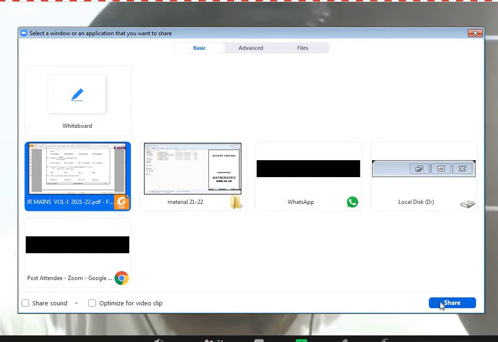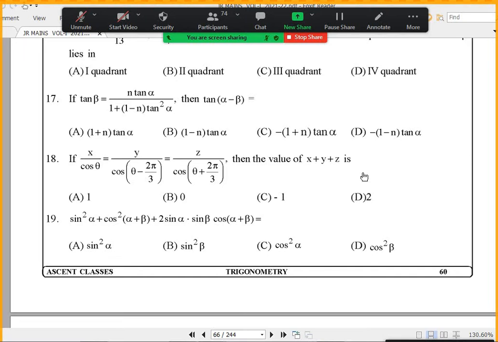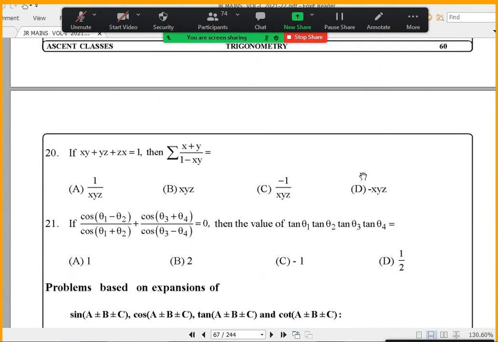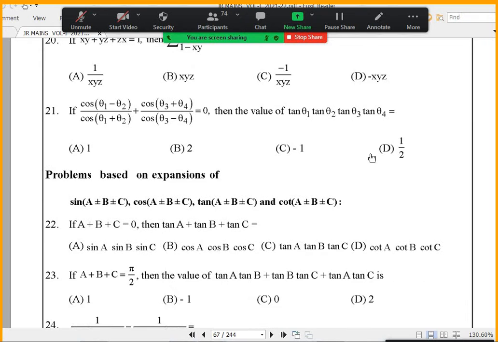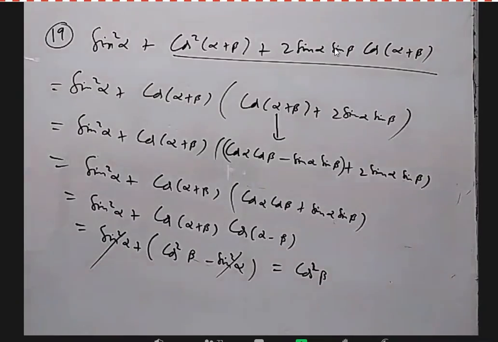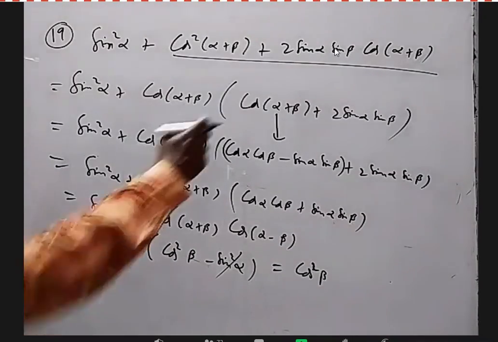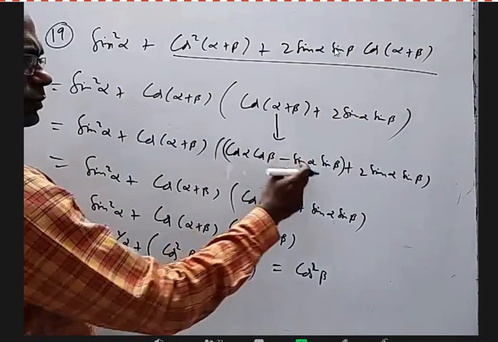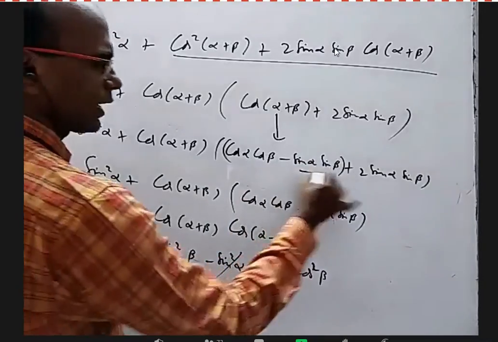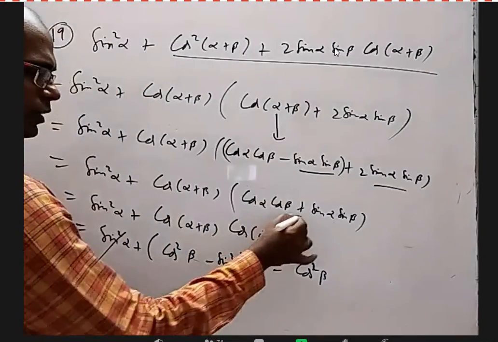Sir, can you explain how did you get cos alpha plus beta into cos alpha? So that is a formula, sir. Last step. Just a minute. See, from here to here, I use this formula. Yeah, I'll explain, because somebody has asked me this also. See, from here to here, cos A plus B is cos A cos B minus sin A sin B. From here to here, I added this and this. From here to here, it is a formula.